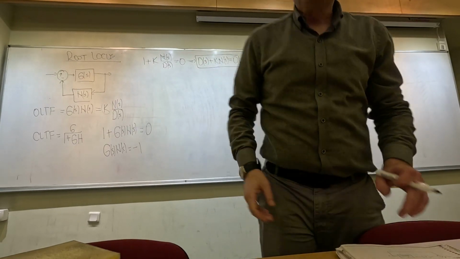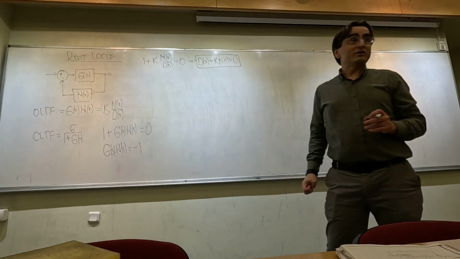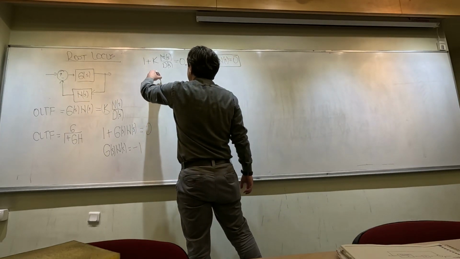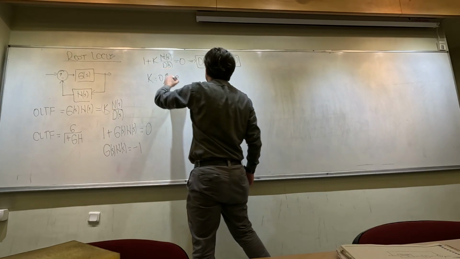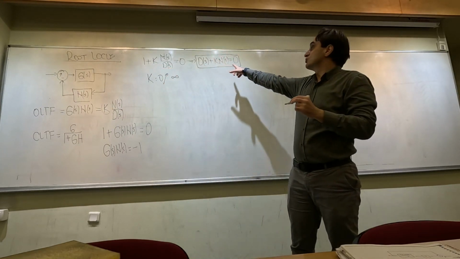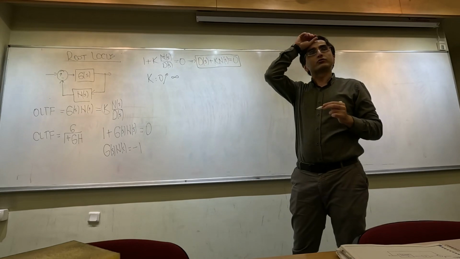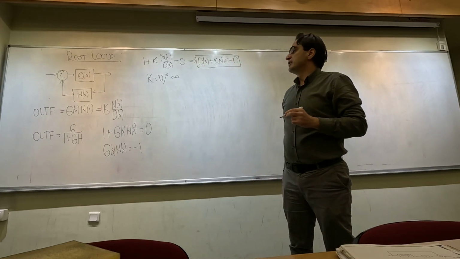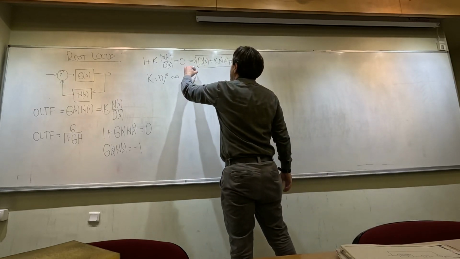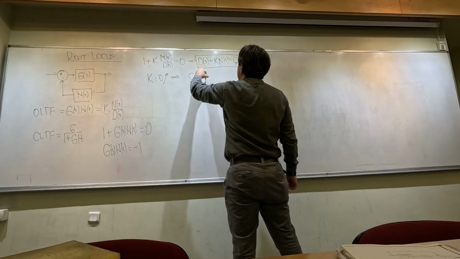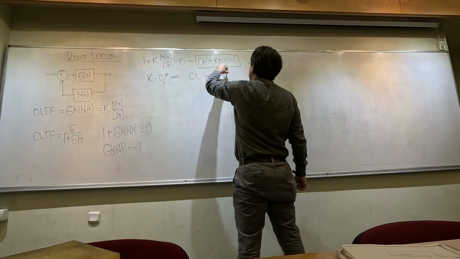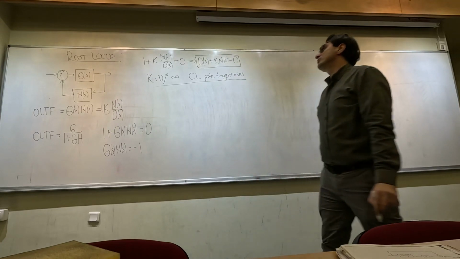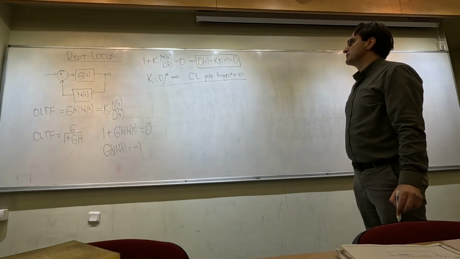So the task of root locus, this important method, is going to be the following. As K changes from 0 to infinity, we are going to look at the trajectories of the closed loop poles. We are going to be looking at the root locations of this polynomial. So we are going to try to draw the closed loop pole trajectories as K changes between 0 and infinity.